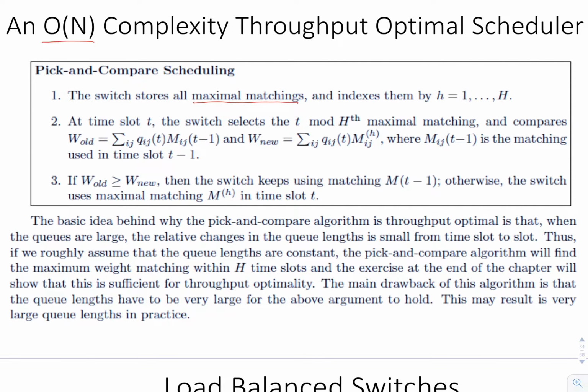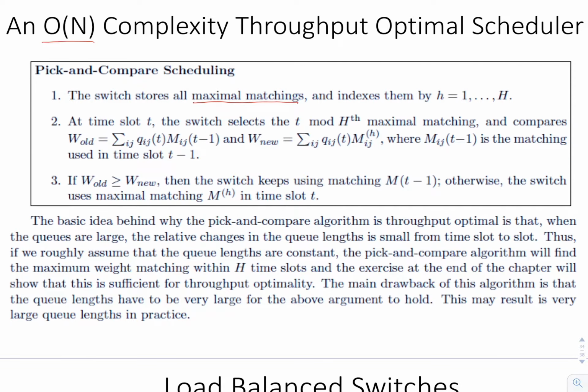where the matching used in the time slot t minus 1 is kept if the old matching still provides larger weight than the new matching. Okay, so the idea is we go through the set of possible matchings one by one in a round-robin fashion, and then we don't change a matching unless the new one that we find is better.